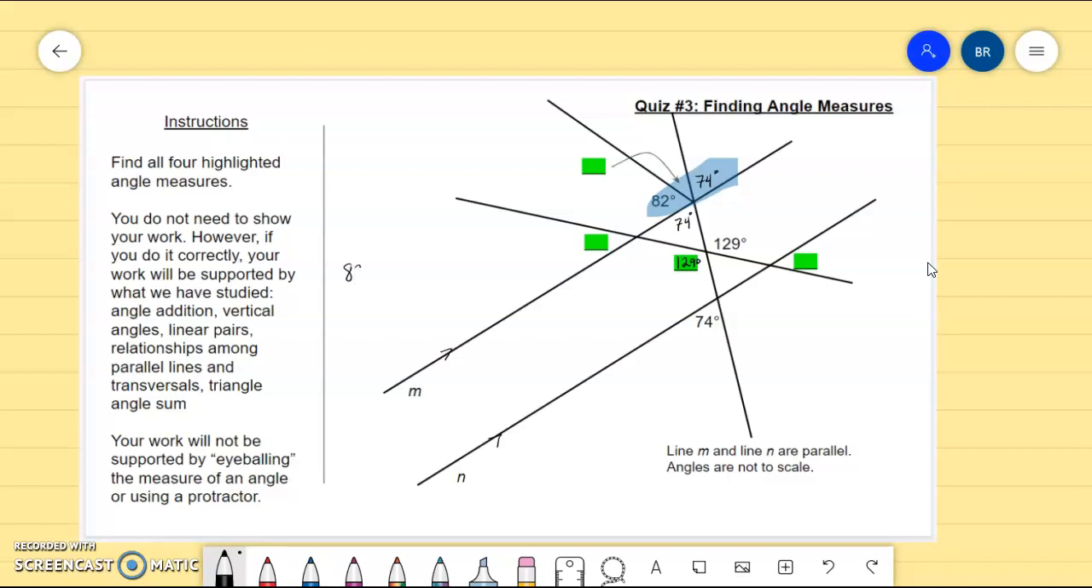In other words, 82 plus whatever that one is, let's call it x, plus 74. Together those make 180. 82 plus 74 is 156. I take away 156 from both sides, and I get 24. So this is 24.